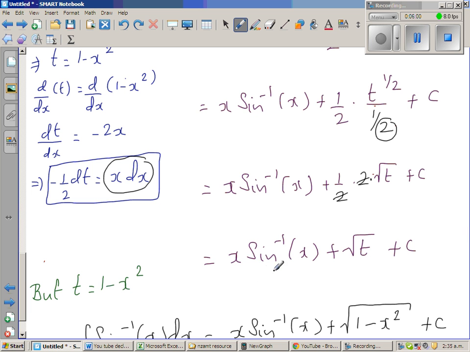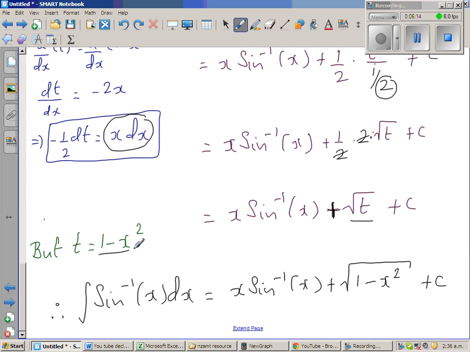So finally you get x times sine inverse of x plus square root of t plus c, and t is nothing but 1 minus x squared. And so the integration of sine inverse of x is x times sine inverse of x plus square root of 1 minus x squared plus c.